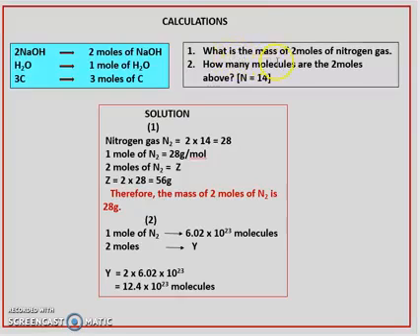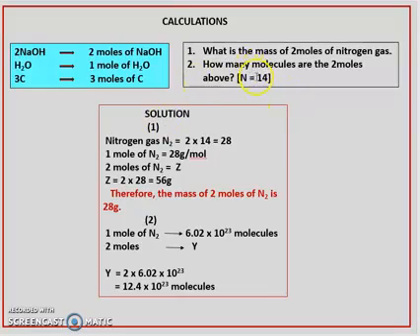What is the mass of 2 moles of nitrogen gas? That's the first question. First of all, what is the formula of nitrogen gas? Nitrogen exists as a diatomic molecule in nature. So nitrogen gas is N2, not just N. Okay? So first of all, what you have to find out is the molar mass of nitrogen gas.